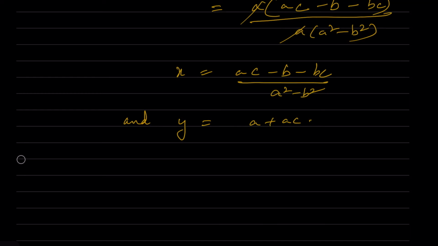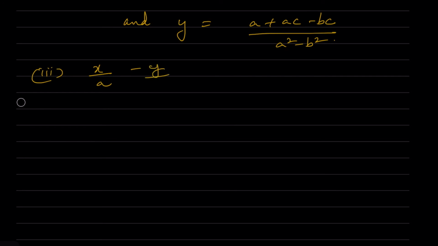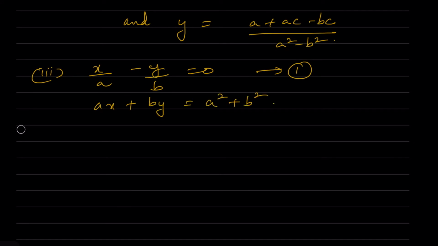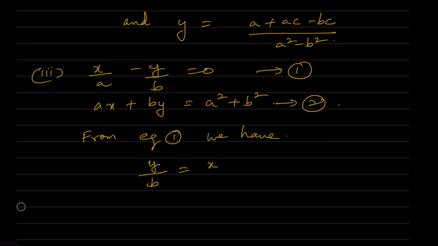And we are having the two values, y is also equal to a plus ac minus bc by a square minus b square. So x and y, we got both the values. Now going to the third one, x by a minus y by b is equal to 0. Take it as equation 1. And the second one is ax plus by is equal to a square plus b square.